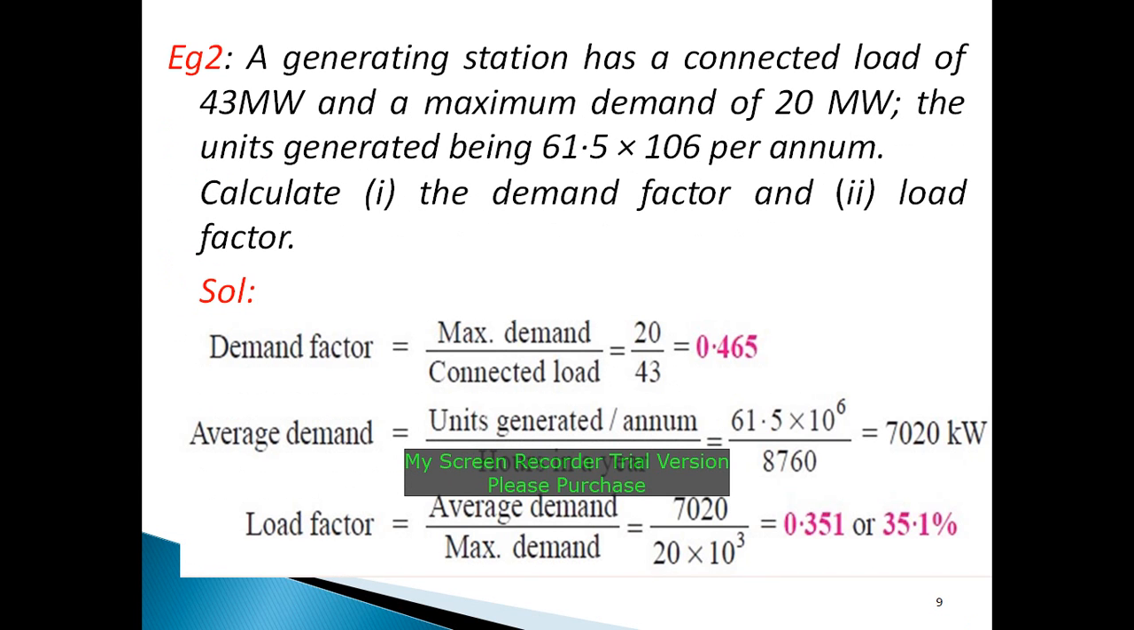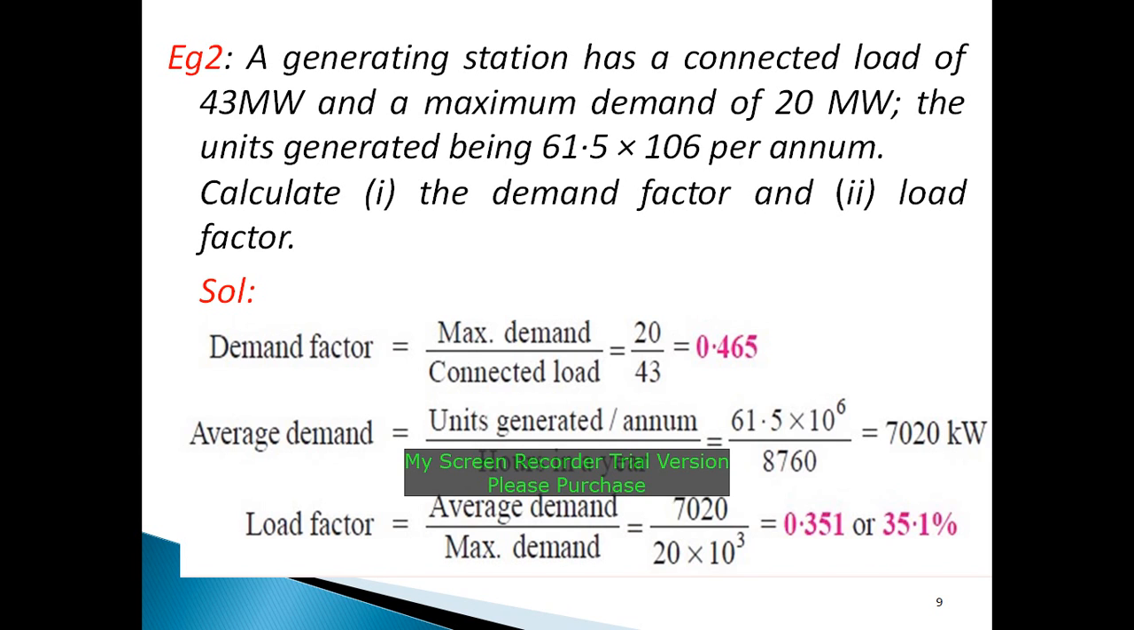Second problem: a generating station has a connected load of 43 megawatt and a maximum demand of 20 megawatt. The units generated are 61.5 into 10 power 6 per annum. Calculate the demand factor and load factor. Here also we can easily apply the values in the formula. Demand factor is nothing but maximum demand by connected load. The maximum demand given in the problem is 20 megawatt and the connected load is 43. So the demand factor is 20 by 43, 0.465.